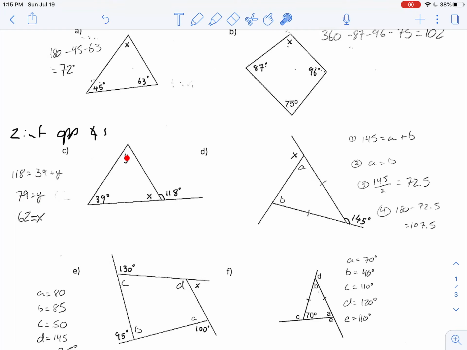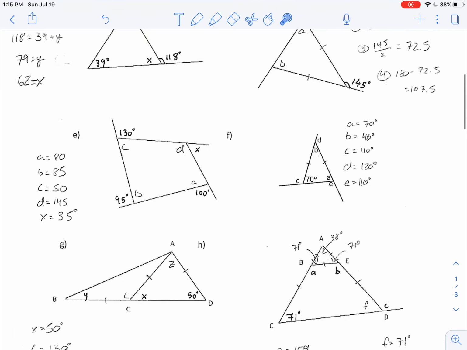And then we can use the sum of the interior angles of a triangle to determine the angle for x. The other way you could have done it, supplementary angle here, 180 minus 118 gives me my x value. Sum of the interior angles, I would find my y value. I'm just going to stay to the left side of the page.